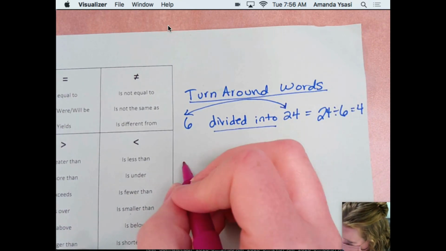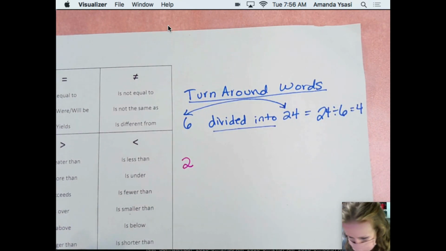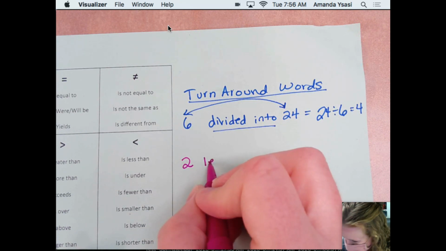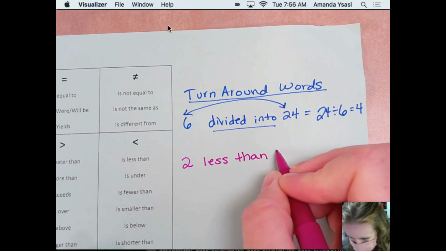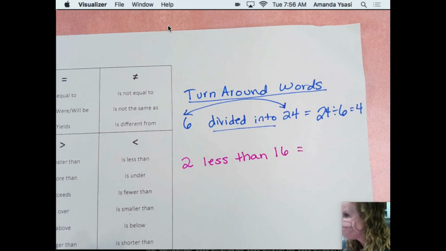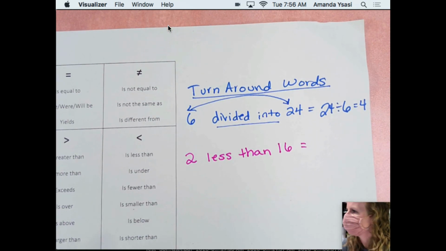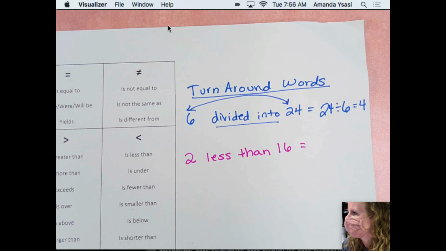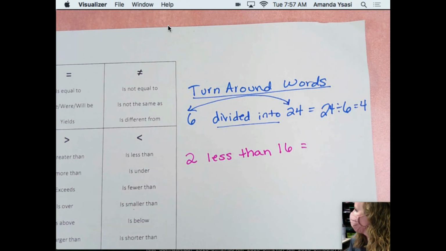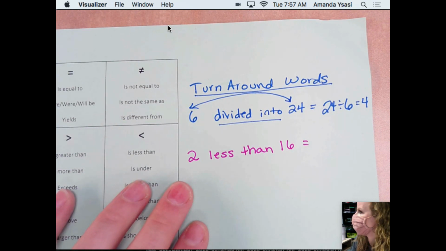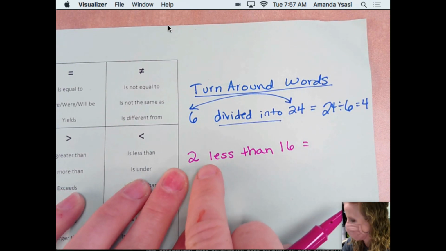Okay, another one, and this is one that gave y'all problems on the task cards. 2 less than 16. So that's another turnaround word because it's not saying 5 is less than 16 or 2 is less than. It doesn't have the is in there.